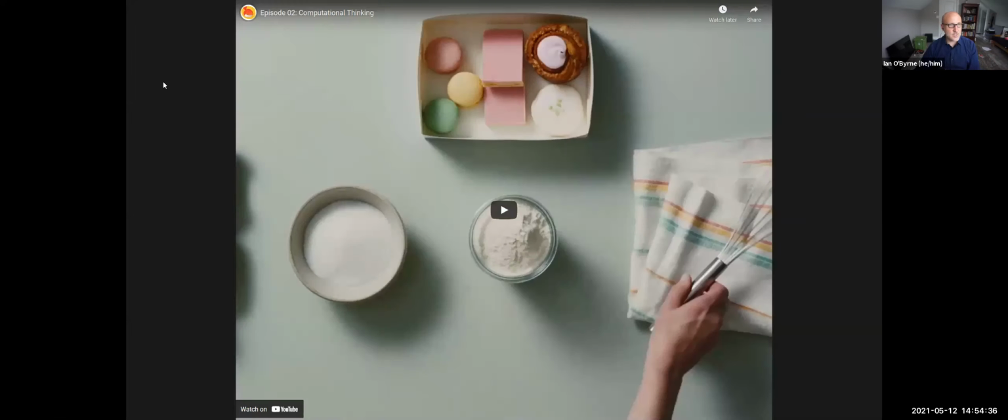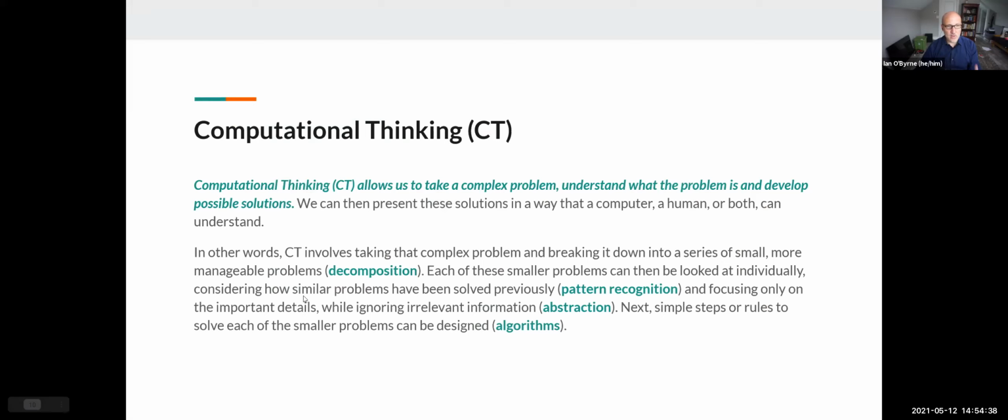So in other words, we're taking that and breaking the problem down into small manageable parts. We're decomposing that problem. Those smaller parts we can look at to make sense of the different patterns involved in it. And then we focus on the important stuff and ignore the less important extraneous information, and that's called abstraction. And then lastly, we get to that algorithmic part, where we think about what are the steps or rules that are required to solve those problems that are given to us. So let's take a look at this in action.